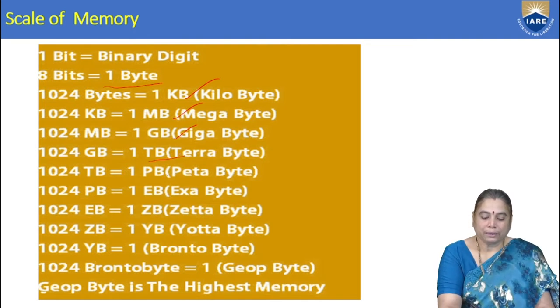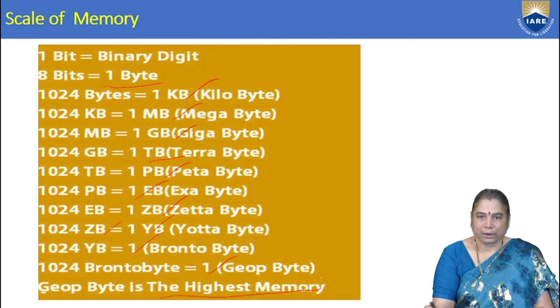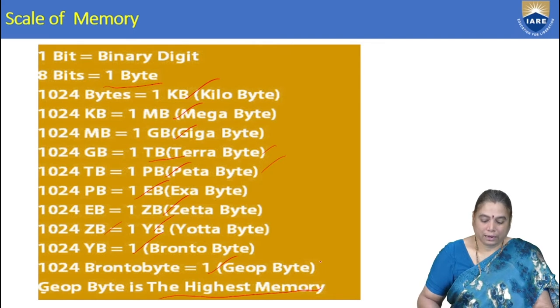1024 terabytes is 1 petabyte. 1024 petabytes is 1 exabyte. 1024 exabytes is 1 zettabyte. 1024 zettabytes is 1 yottabyte. 1024 yottabytes is 1 brontobyte. 1024 brontobytes is 1 geopbyte, which is the highest memory. Nowadays, memory is generally available in terabytes and petabytes. So this is the scale of memory.